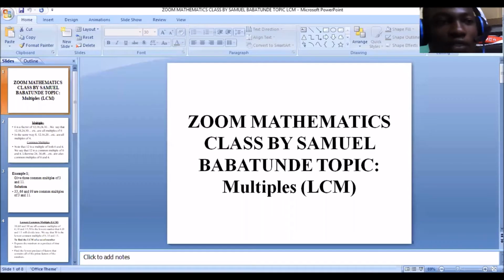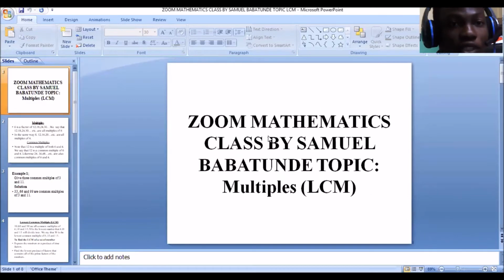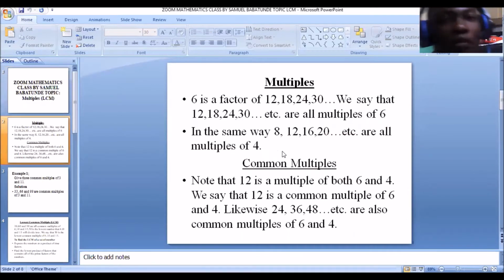Like I said, I am Samuel Babatunde, and today we're going to be considering the common multiples and the lowest common multiple.